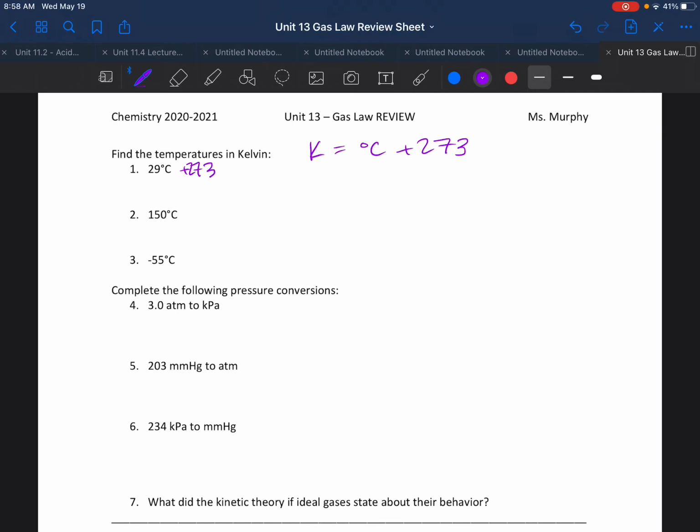And that will give us 302 Kelvin for the first one. Second one here, again, adding that 273 gives us 423 Kelvin. And lastly, adding 273 to negative 55 gives us 218 Kelvin.